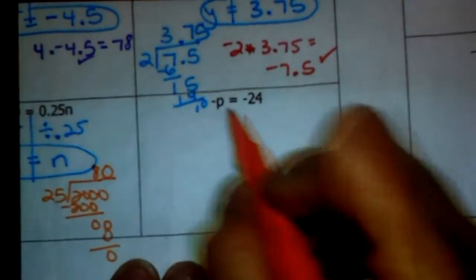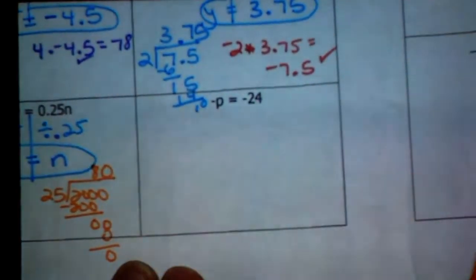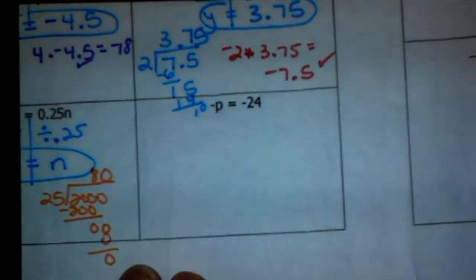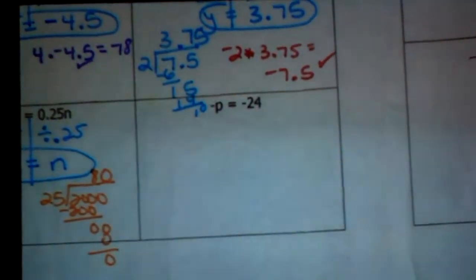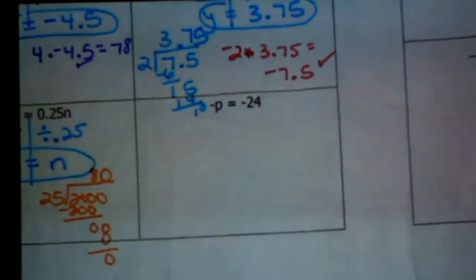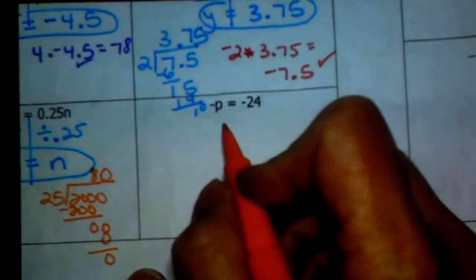Okay. Last one of this type, I have negative p equals negative 24. I'll just refrain. There's all kinds of things going on in my head that I would love to say, but I'm not going to say them. Just use your imagination.